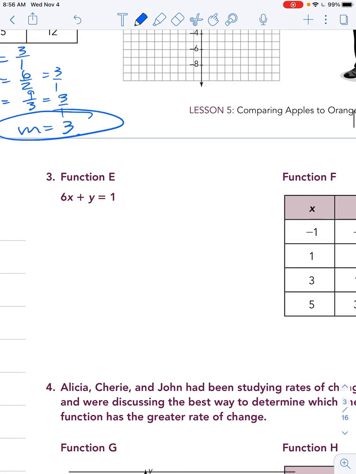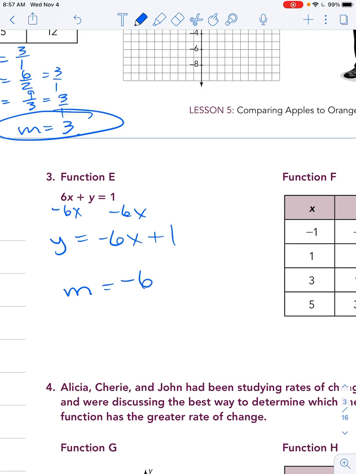So come over here. We need y by itself, so I have to subtract the 6x from both sides. When I do that, I get -6x plus 1. So my slope here, the number that sits in front of x, which is the coefficient, is -6.